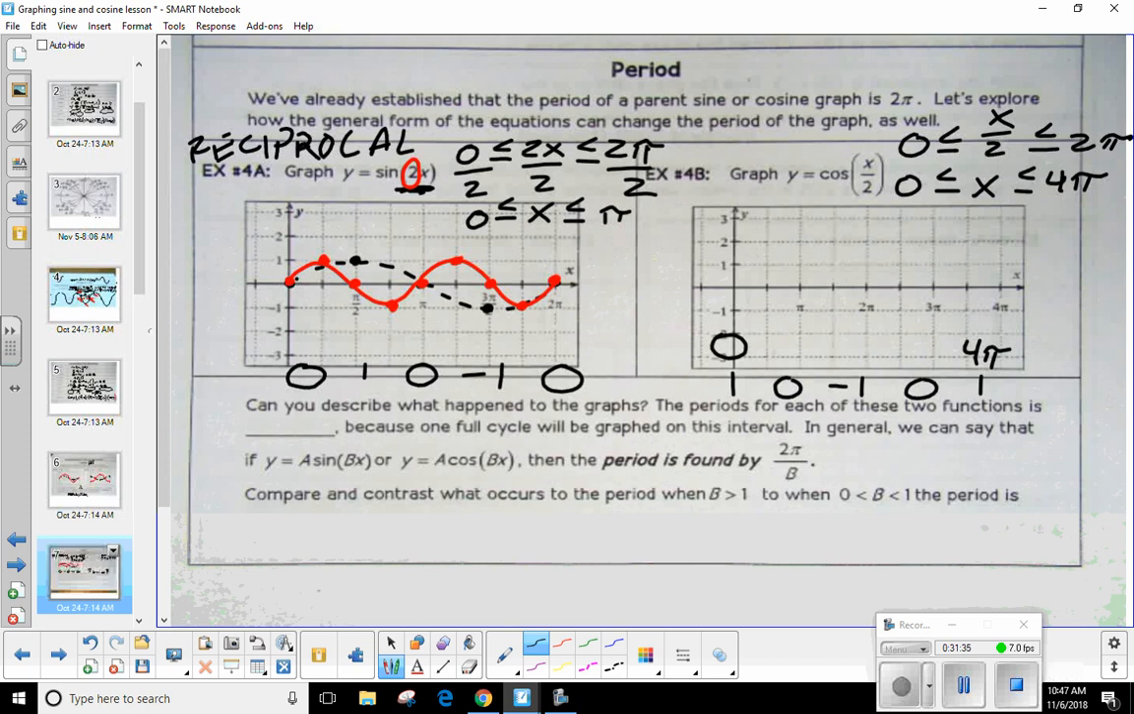And while you're doing that, I'm going to go ahead and fill in just the cosine parent. So it starts at a max, 0, min, 0, max, 0, min, 0, max. So this right here is just the cosine parent. Okay.